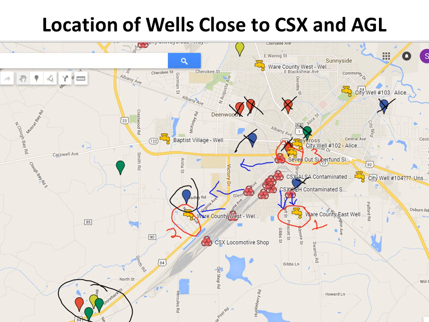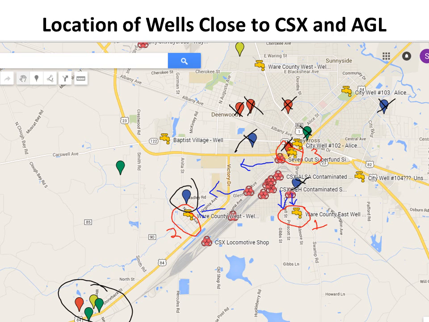Also, you should note that the black circles are locations of some of the children in the first cluster of children who had cancer. And the locations of these children in this first cluster were all on the county water that we have circled here.